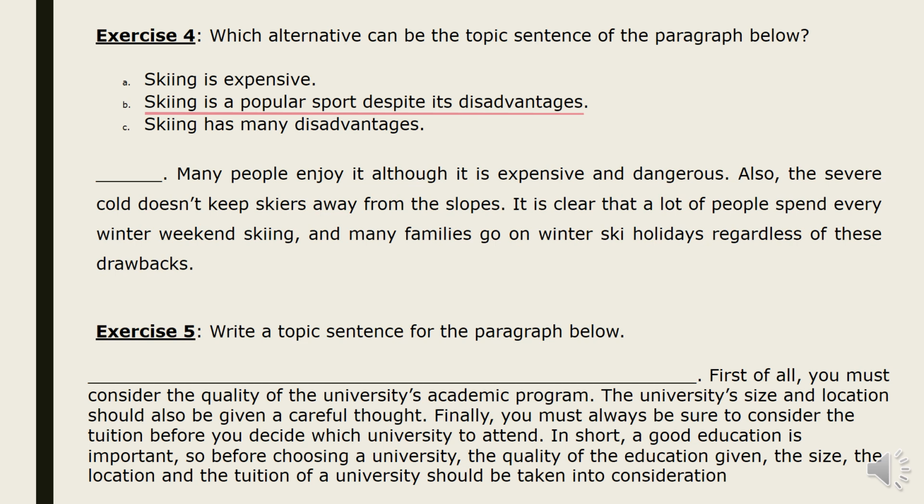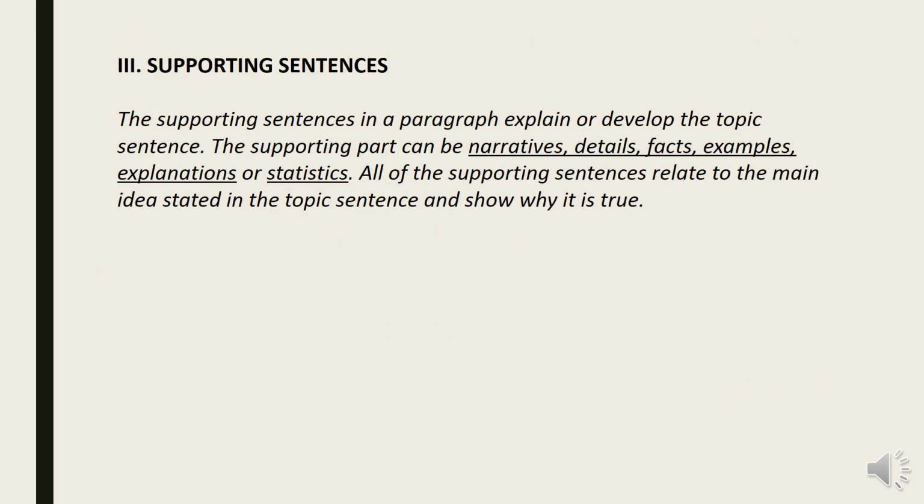This paragraph is talking about the things we should take into consideration when we want to attend a university. So what topic sentence can I write here? I can say, for example, I have to search for a university with a perfect location, educational quality, and so on. Now we move to the supporting sentences.